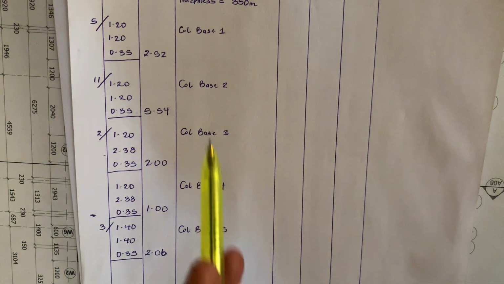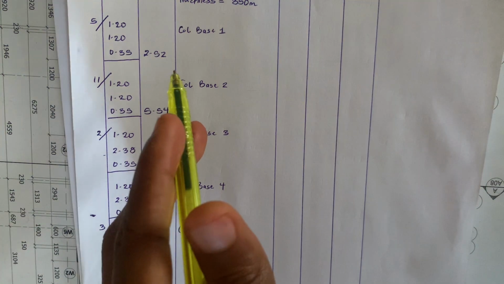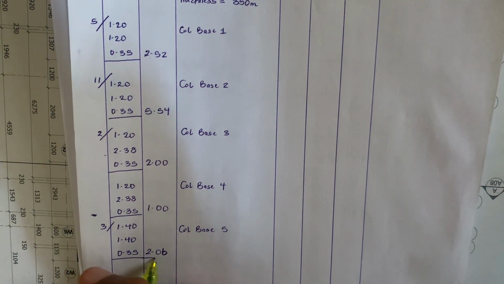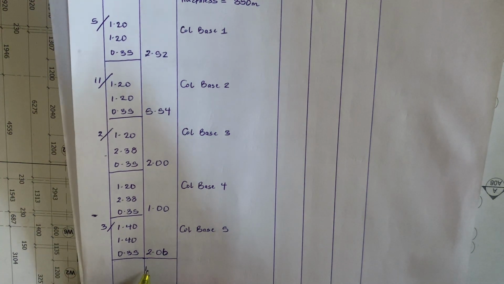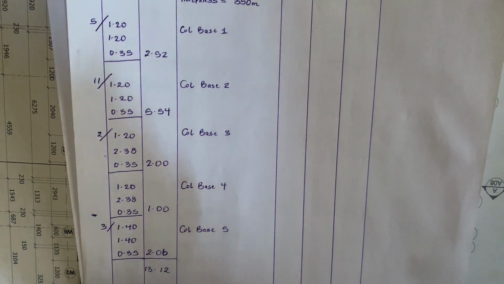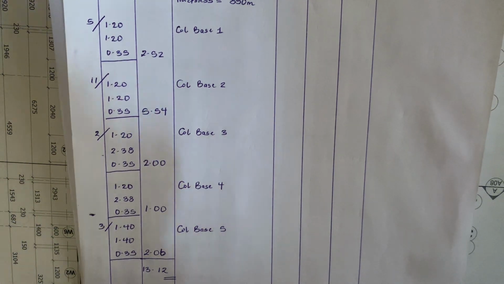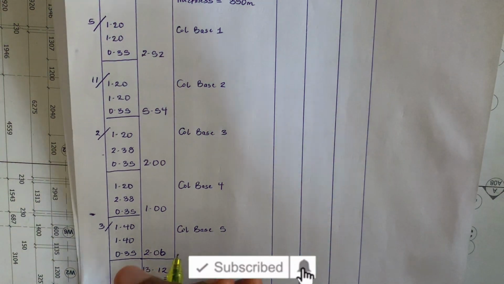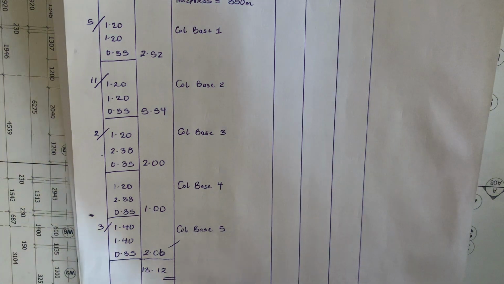So what we'll now do is add everything together. After adding everything together, we're going to have 13.12 meter cube. So this is the total volume of concrete for our what? Column pits. So what we'll now do is describe by saying what?